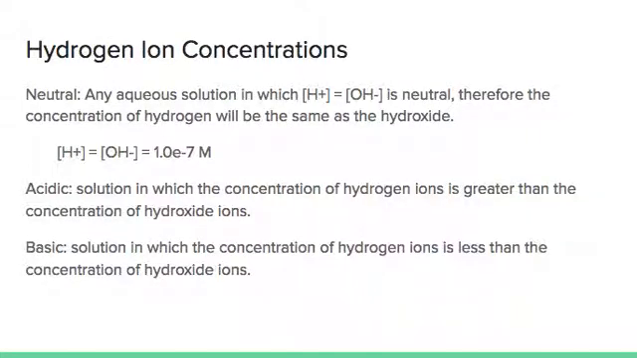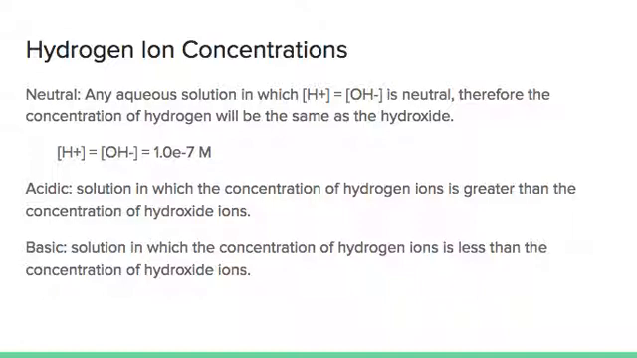So hydrogen ion concentrations can be neutral, acidic, or basic. Neutral is any aqueous solution in which hydrogen equals hydroxide, and therefore the concentration of hydrogen will be the same as hydroxide. So practically they're just the same, hence the name, the word neutral. But for acidic and basic, it's different.